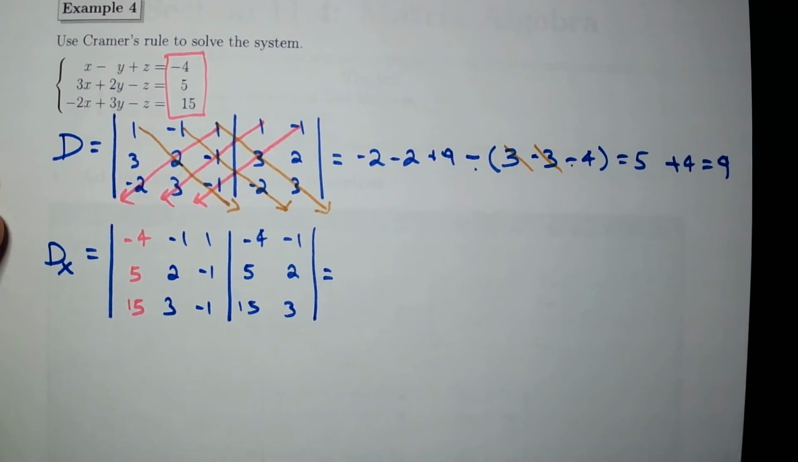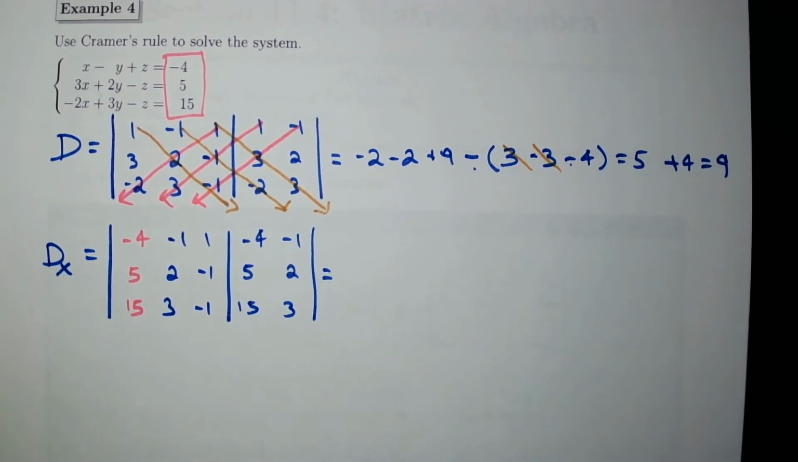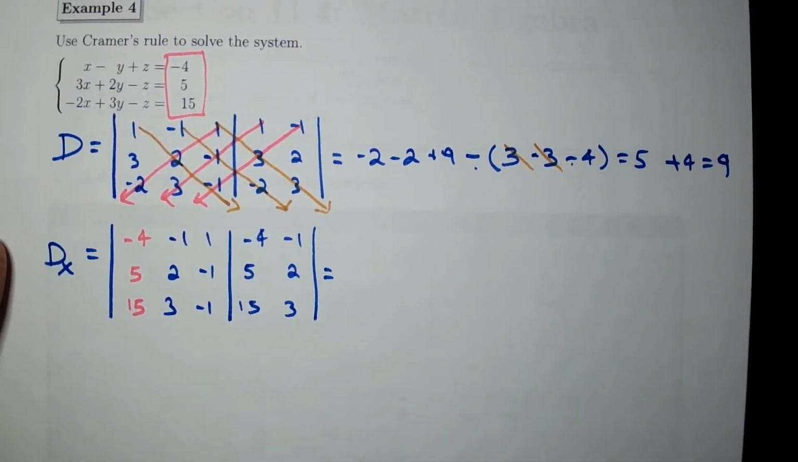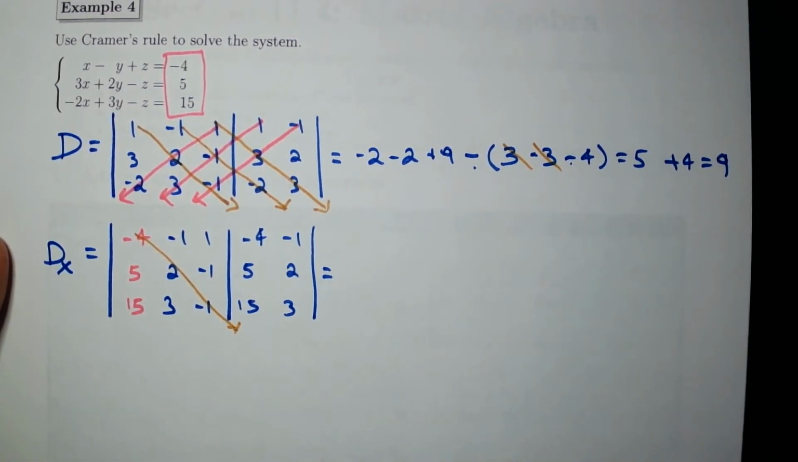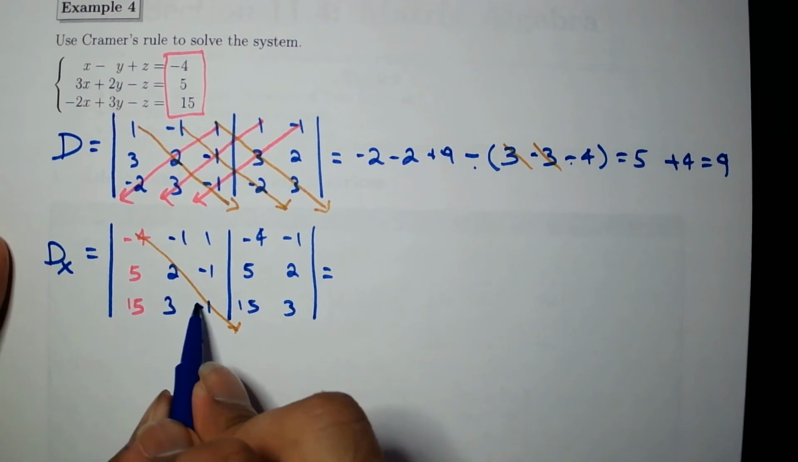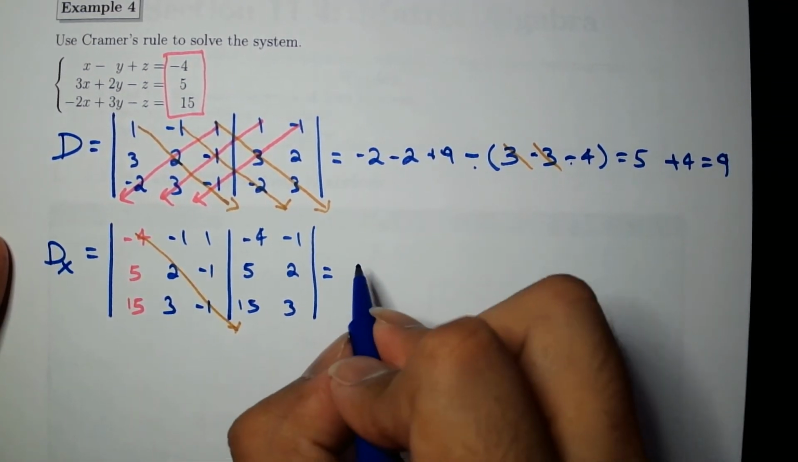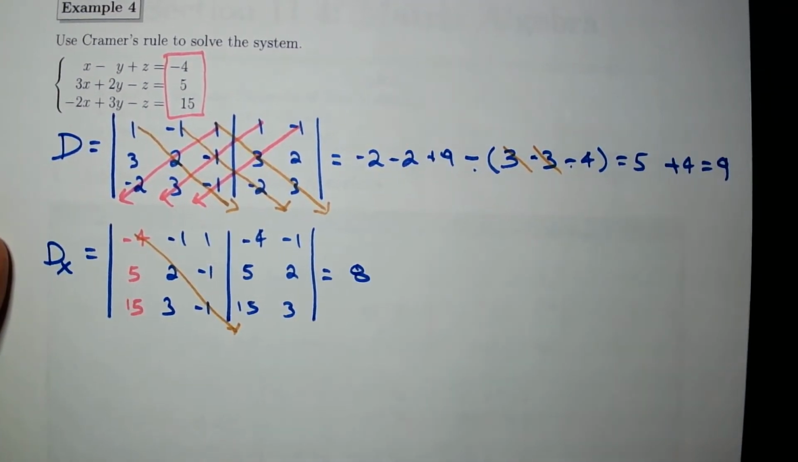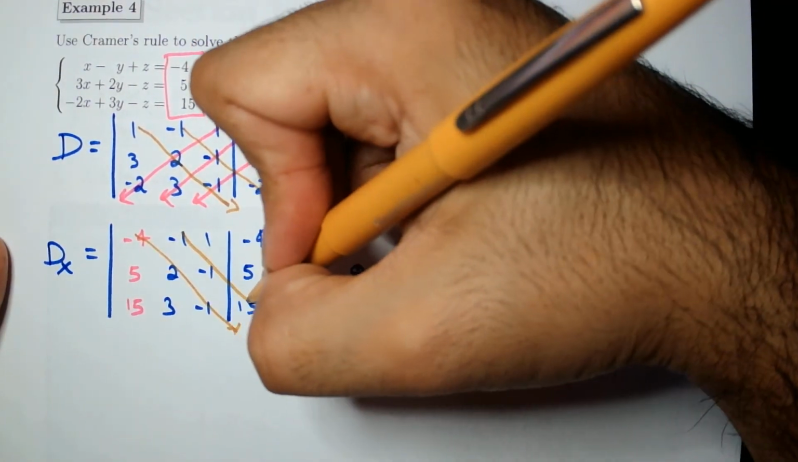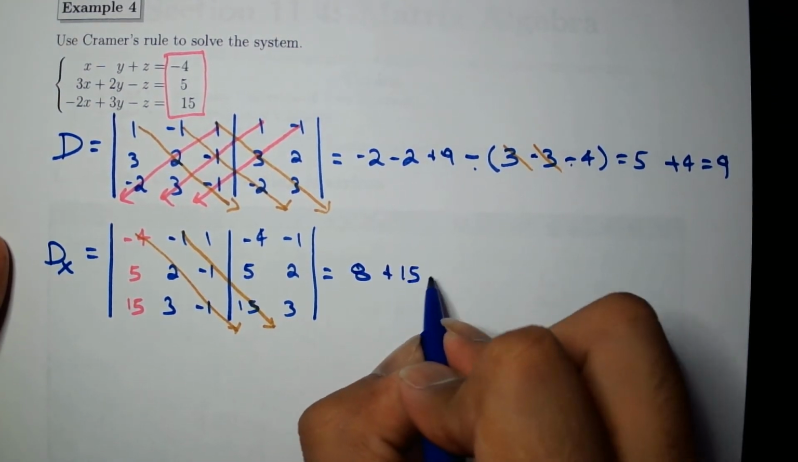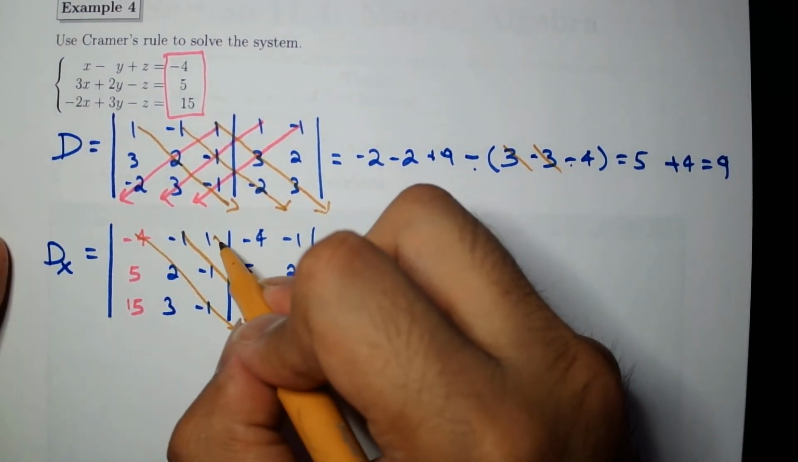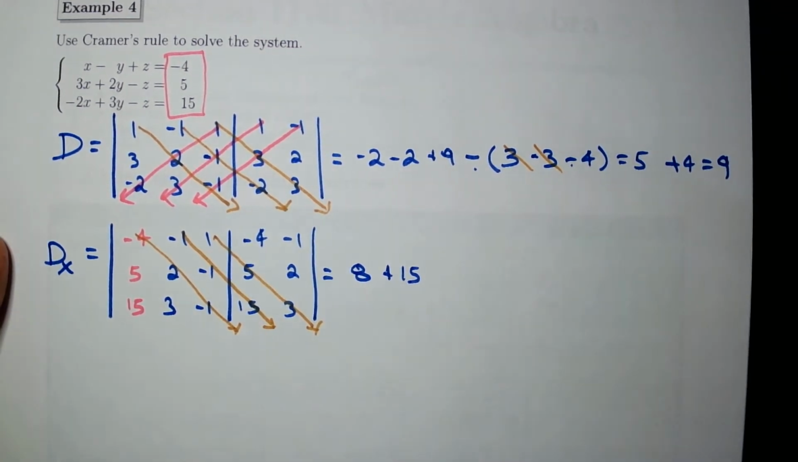So what do we do in this case? Well, let's multiply. Negative 4 times 2 times negative 1, that's a positive 8. And then negative 1 times 15, that's going to give us positive 15. And then 1 times 5 times 3, that's 15.